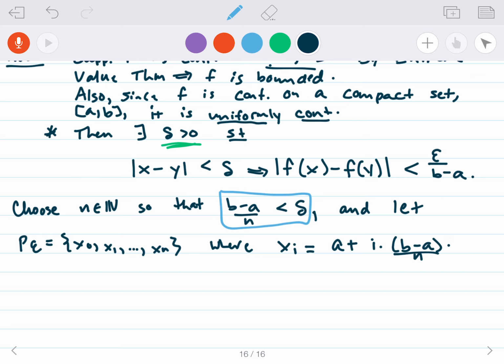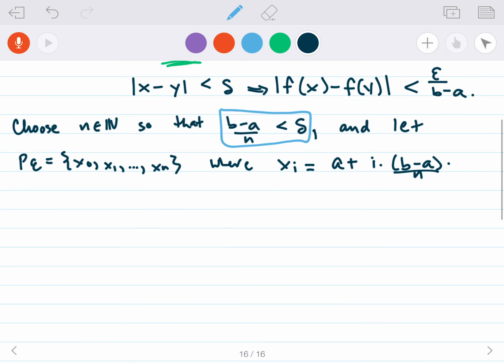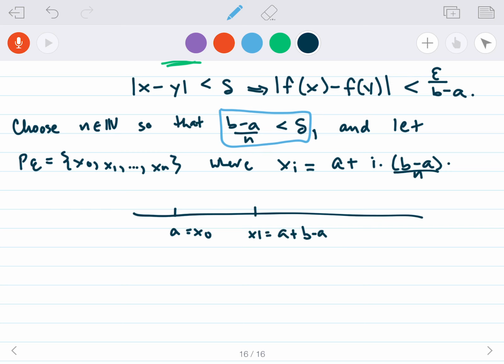Okay, so this is our partition here. Let's maybe draw it out. Here's a, this is x naught, here's x1, which is a plus (b minus a) over n, all the way to b equals x sub n.